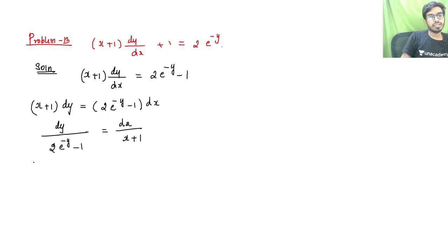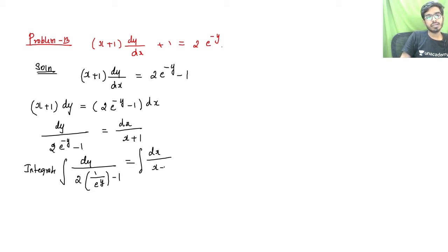So integrate this. This will be integral dy divided by 2 times, so I'm writing e power minus y as 1 by e power y, minus 1 is equal to integral dx divided by x plus 1, right? So this is the same as, if we take LCM here, we will have e power y divided by 2 minus e power y dy, so 2 minus e power y whole divided by e power y, take that numerator. This will be integral dx by x plus 1, right?